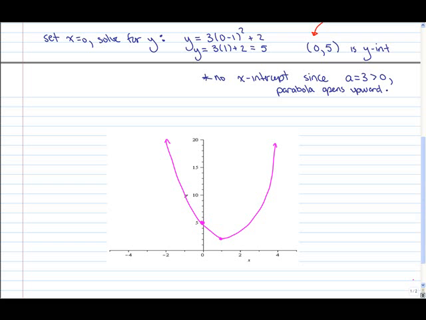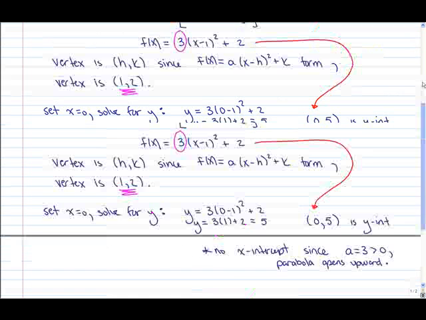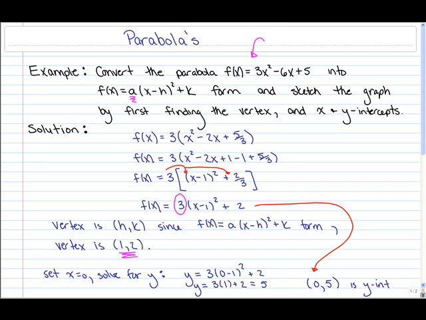Now how would we go about finding that vertex if our function were in the quadratic form? For example, here our function follows the quadratic form, where f(x) is equal to ax squared plus bx plus c. How would we find the vertex given that form? Well, the x-coordinate of your vertex is simply negative b over 2a. Our b value here is negative 6, so negative b gives me positive 6 in the numerator. And our value of a here is 3, so 2 times 3. This reduces to a value of 1, so your x-coordinate is 1.